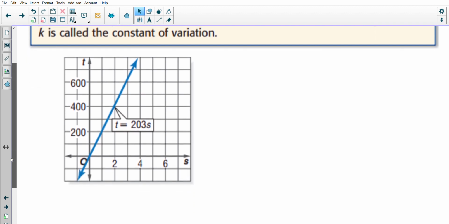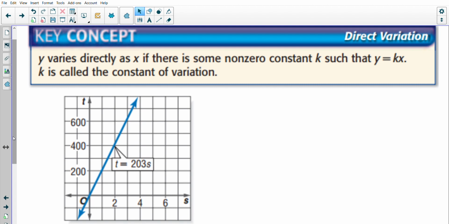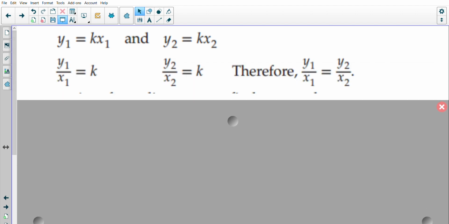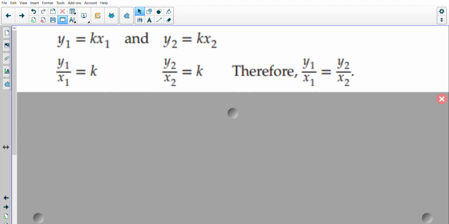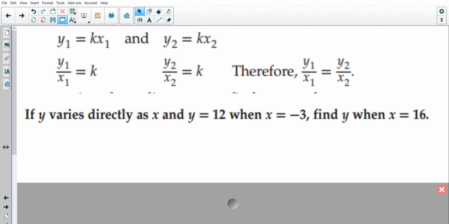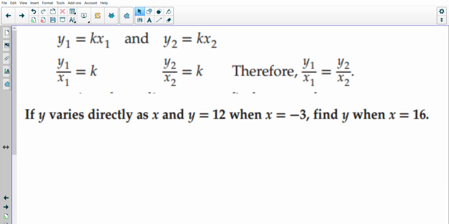Okay. Now with this, there's a nice little thing we can use. If there's two separate direct variation equations and they both have the same constant of variation, meaning we're talking about the same problem, then we can rewrite each of them as y1 over x1 equals k and y2 over x2 equals k. We can set up a proportion. y1 over x1 is equal to y2 over x2. So let's use that proportion so we can simplify it a little bit easier.